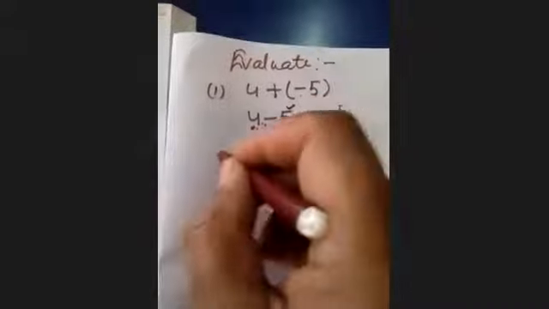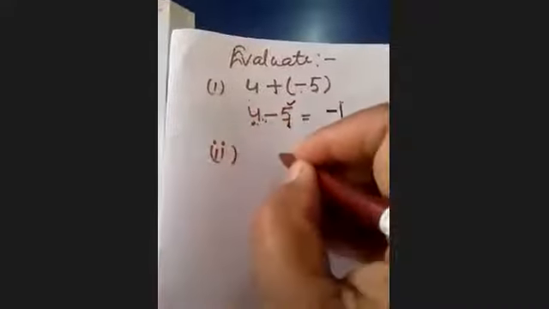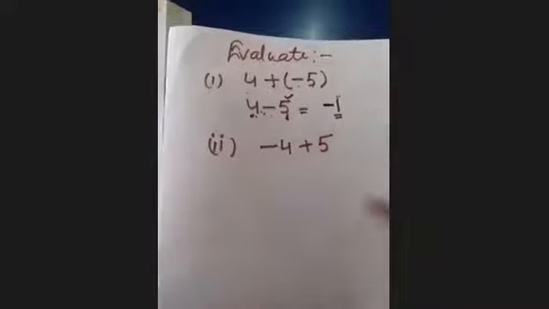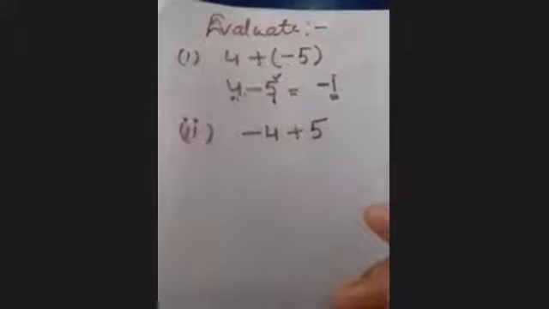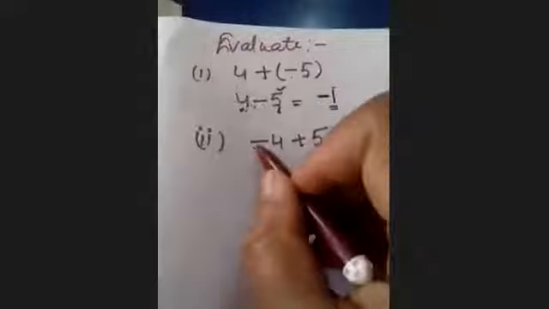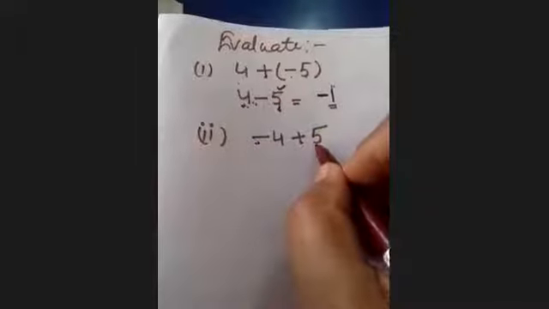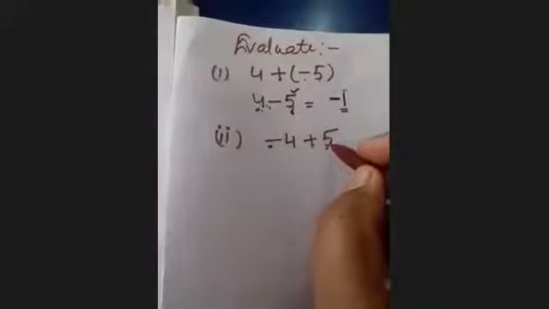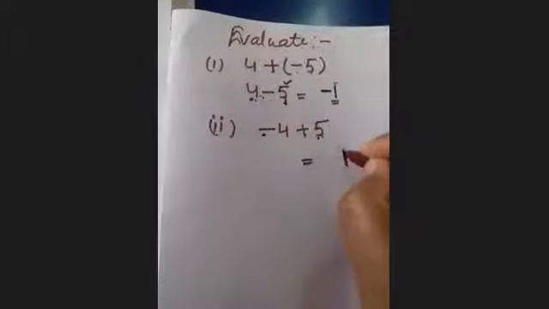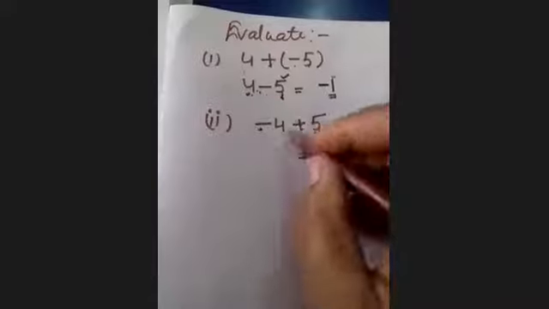Next is the second example, -4 plus 5. Now, minus plus. First is negative, the second integer is positive. Minus plus is minus. So, subtract 4 from 5, then the result is 1. 5 minus 4 is 1.